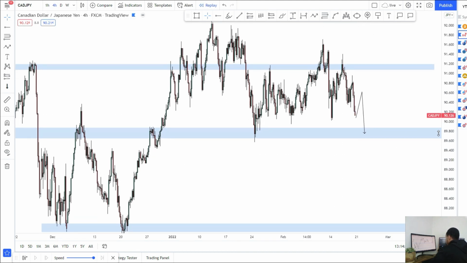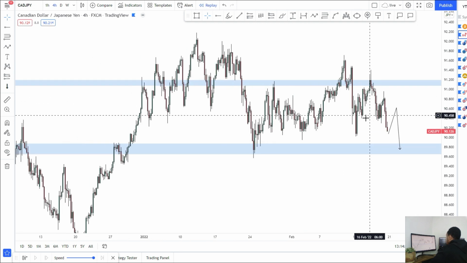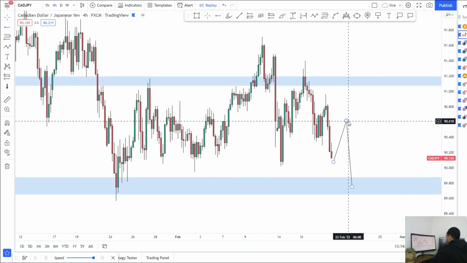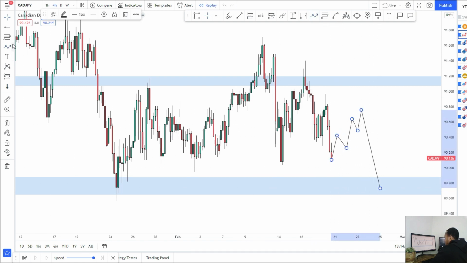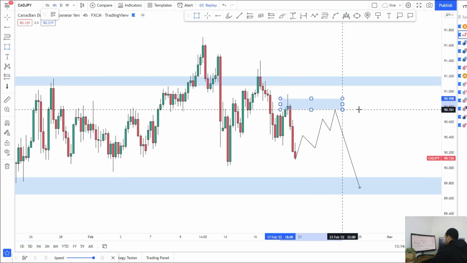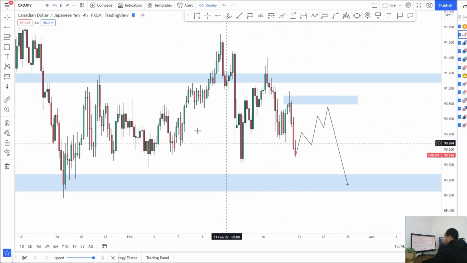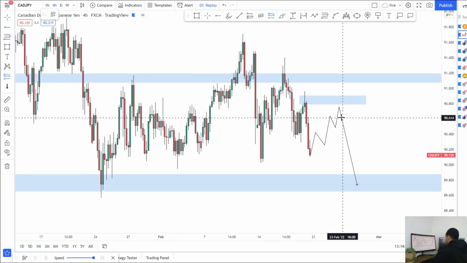It failed to take those highs at 91,500-ish. So yeah, if we can pull to the upside before we break through this, then 100% we'll be looking at selling opportunities, maybe back at this prior lower high here. Maybe there are some levels on the hourly or the 30 minutes to look at as well.